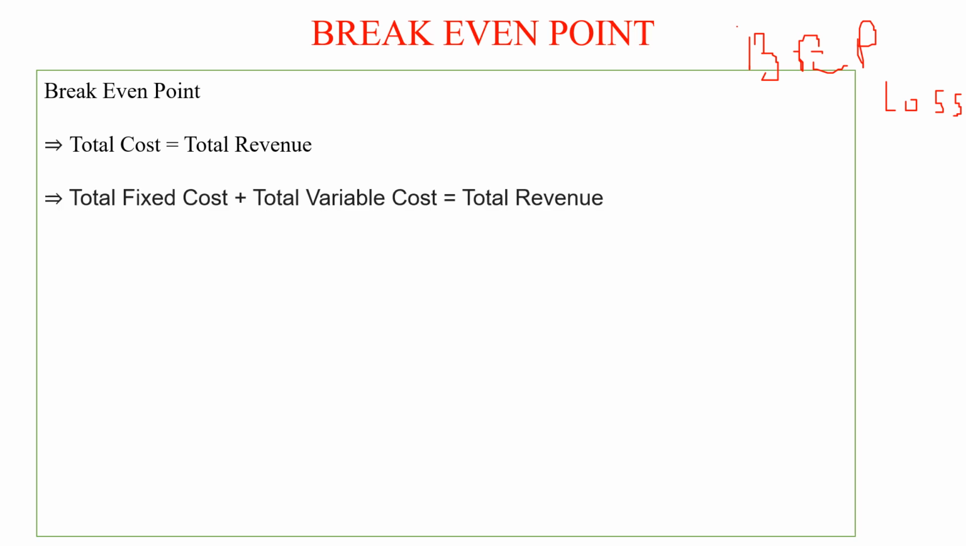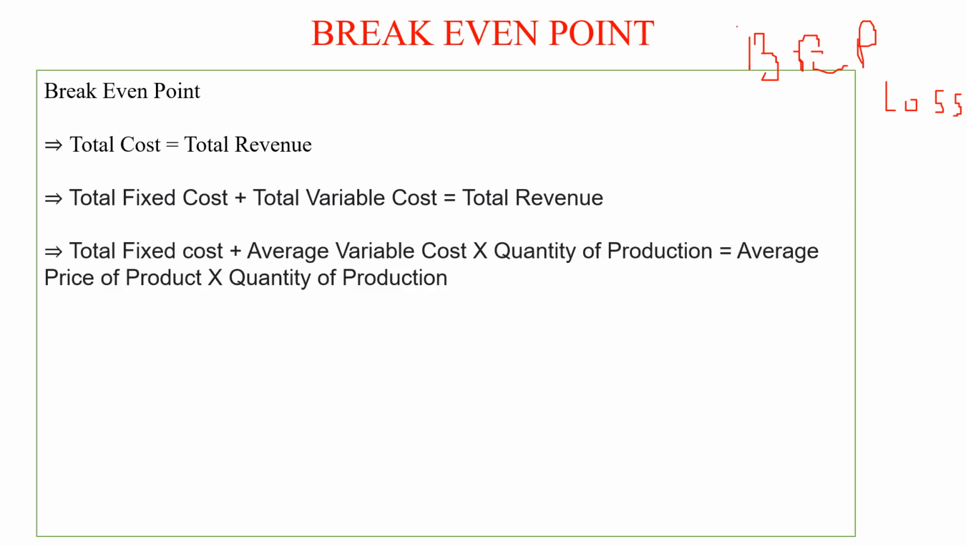You all know that total cost is total fixed cost plus total variable cost, equal to total revenue. Total fixed cost plus average variable cost. Here I have highlighted the average variable cost. Another important assumption in break-even point: what is the assumption? Average variable cost is constant, and the price of the product also remains constant. It means if both assumptions are violated, then you cannot calculate the break-even point.